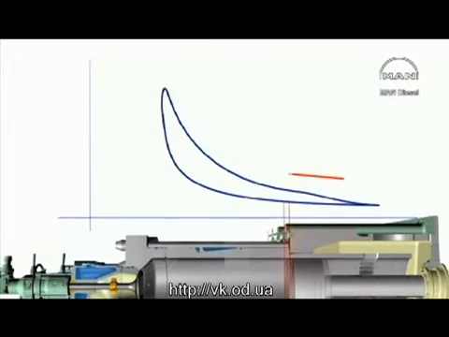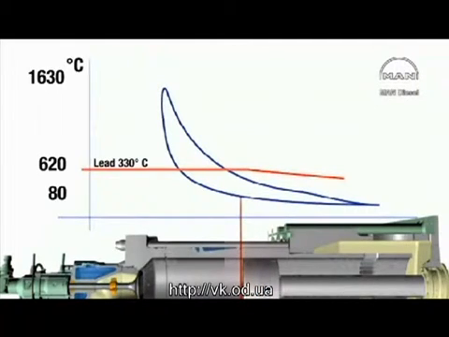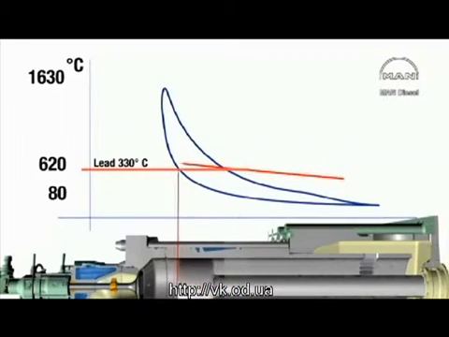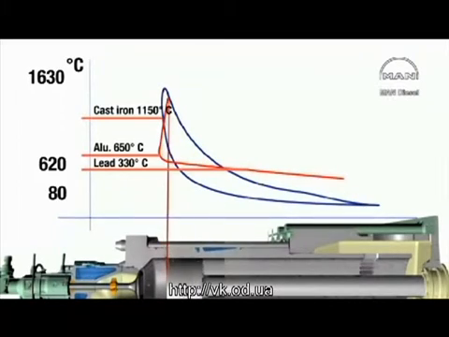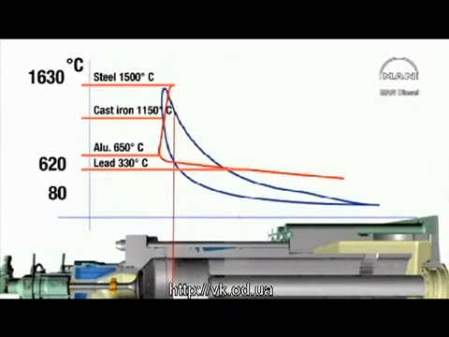Already during compression, the temperature reaches the melting point of lead. During the first part of combustion, the temperature reaches the melting point of aluminium. Shortly after that, the temperature reaches the melting point of cast iron. The high temperatures in the cylinders even exceed the melting point of steel.